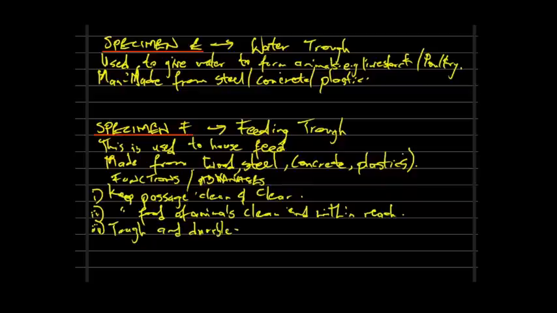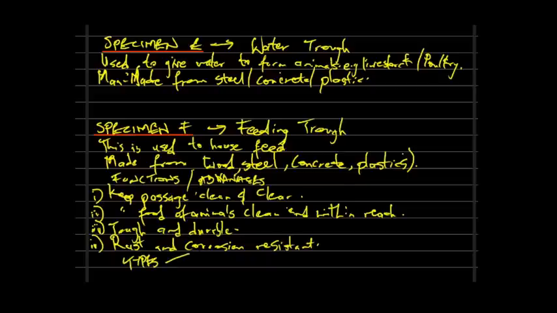And then the ones that are steel are not rusty. So they are rust and corrosion resistant. So we can have them for the ruminants as well as the poultry. Now we have the different types. The types, we can have the hanging trough.